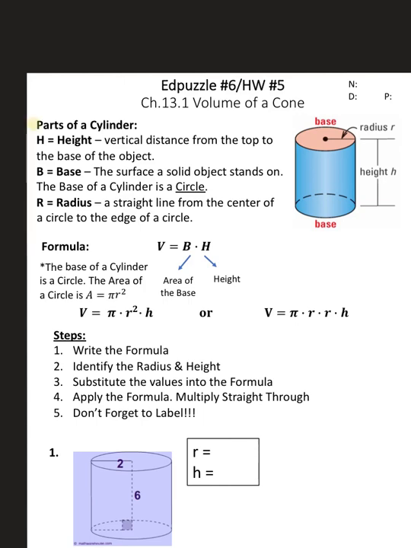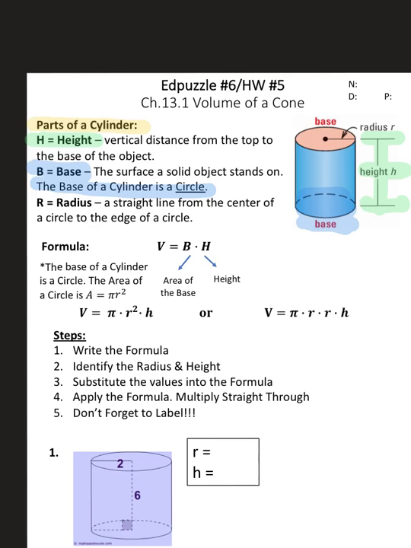The first thing I want to do is go over the different parts of a cylinder and the vocabulary, so you're familiar with the terms I'm going to use when solving for the volume of a cylinder. First, the height. The height is the vertical distance from the top to the bottom of the figure. Right here is the height: from the very top to the very bottom, how tall is the object? Then we have our base. The base is the surface a solid object stands on. Here's the surface that the solid object stands on. The base of a cylinder is a circle, so that will help us later.